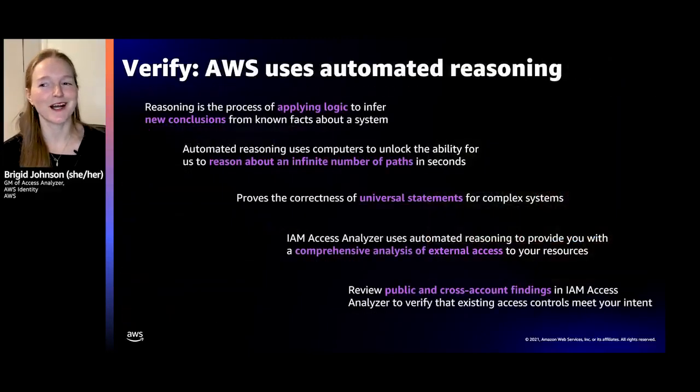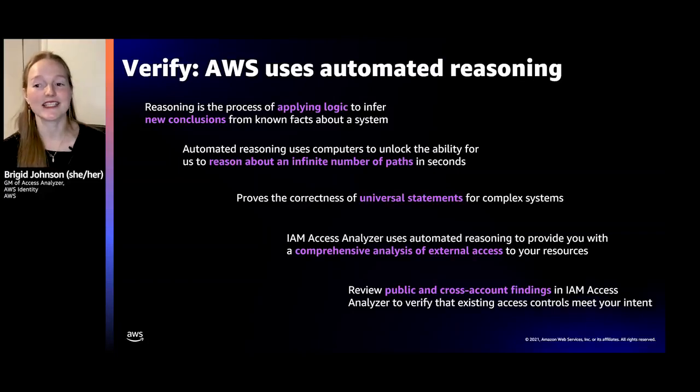So I dropped this word, automated reasoning, in there really quickly, and I want to double click on that because you're like, what was that? Automated reasoning is something that we are using all across AWS. I personally love how we're using it in Access Analyzer because it allows comprehensive analysis of your permissions.